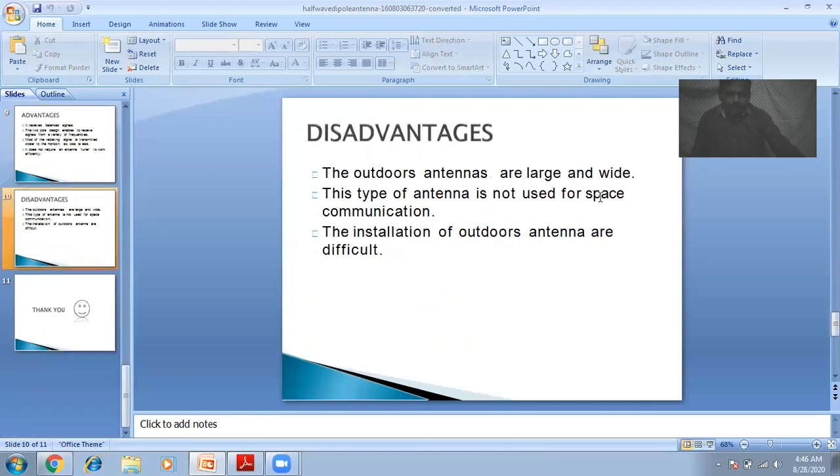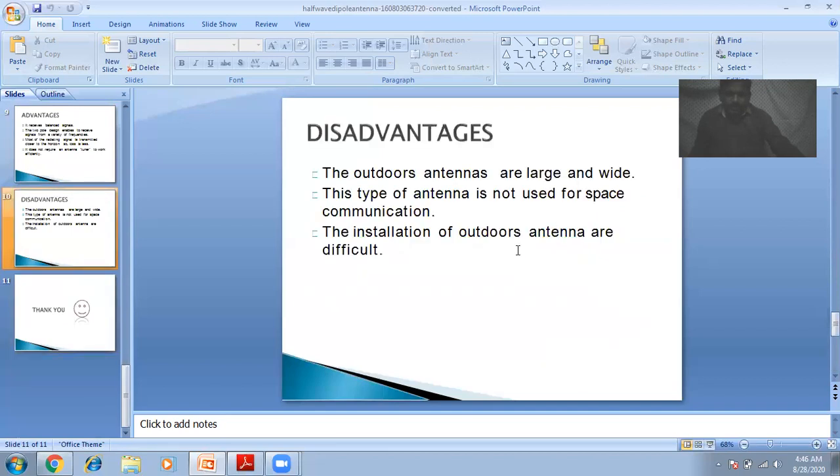So let us see the disadvantage. That is one main point. The main disadvantage is that it requires a balun in order to connect a coaxial cable to this half wave dipole antenna. The other disadvantages are the outdoor antennas are large and wide. This type of antenna is not used for space communications, and the installation of outdoor antennas is difficult.